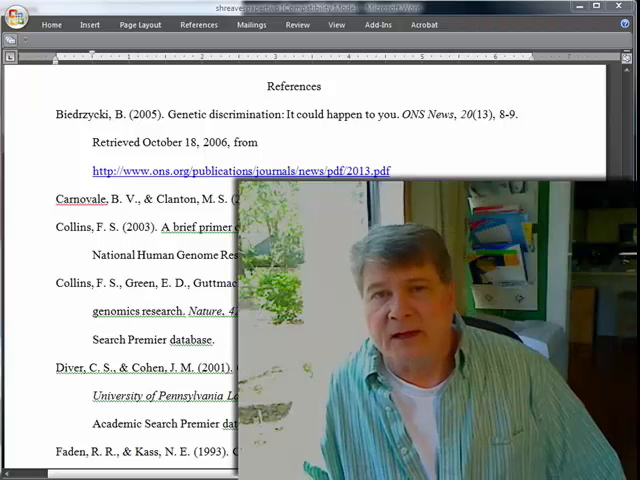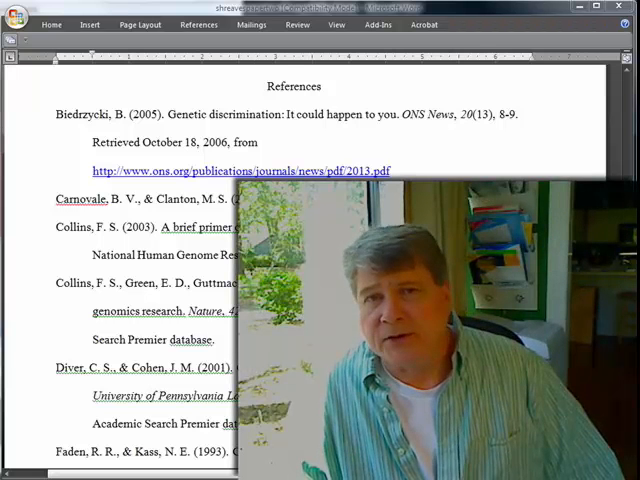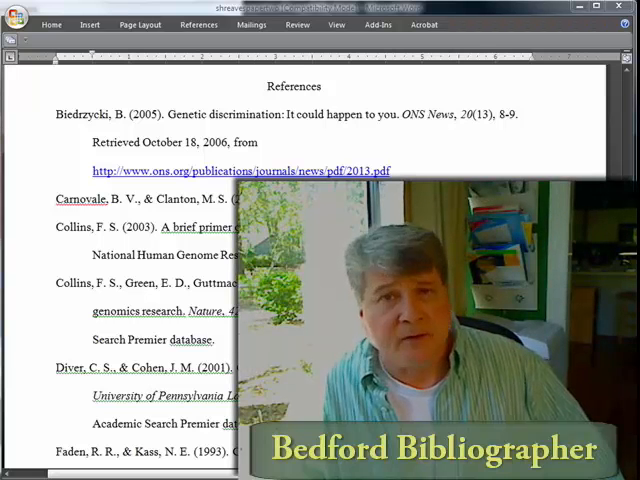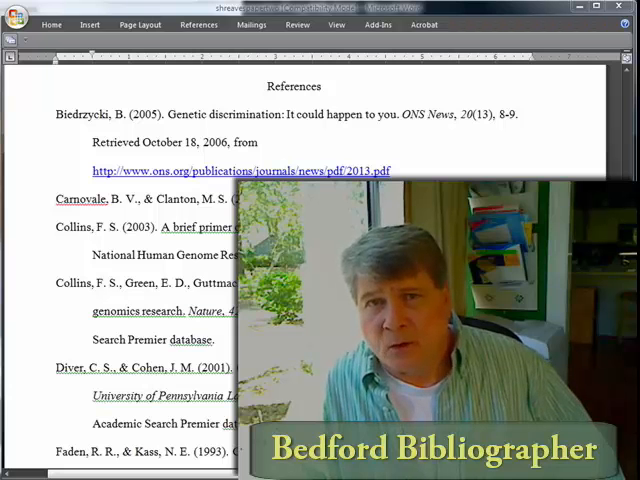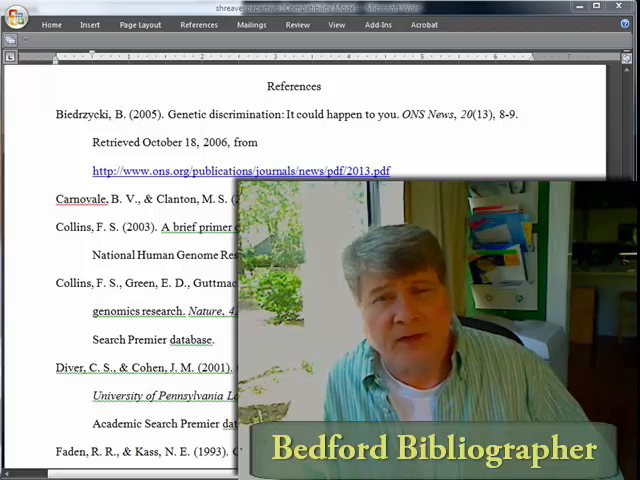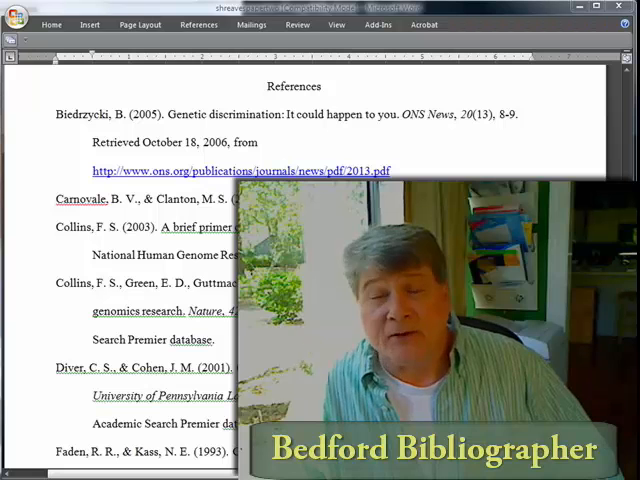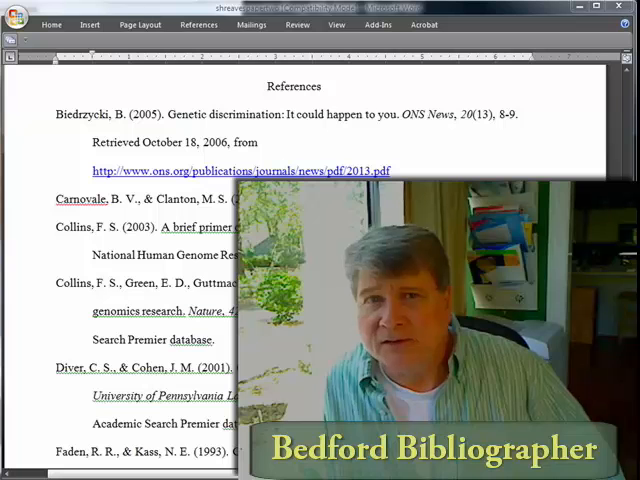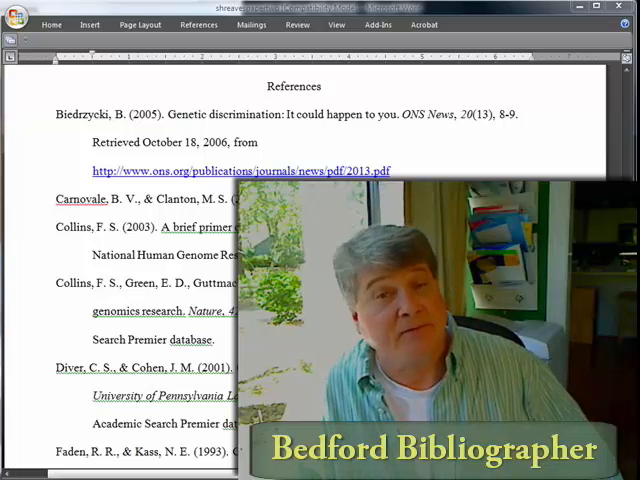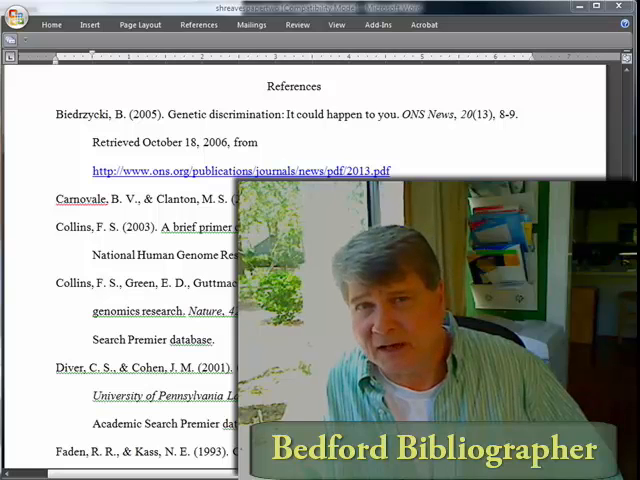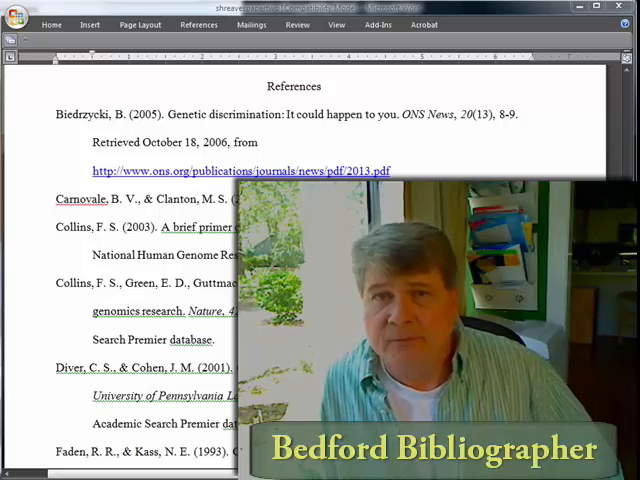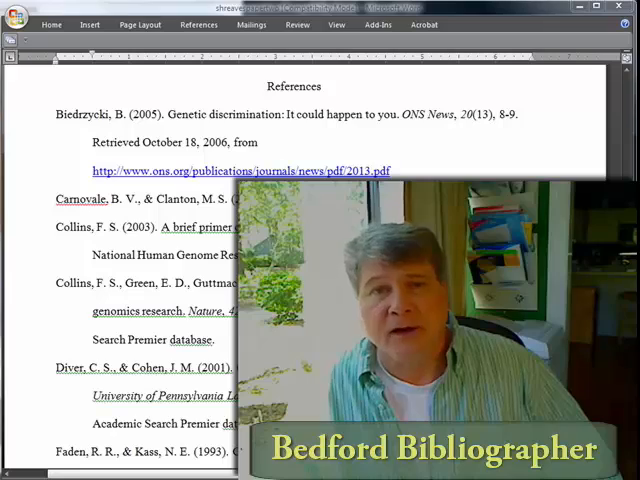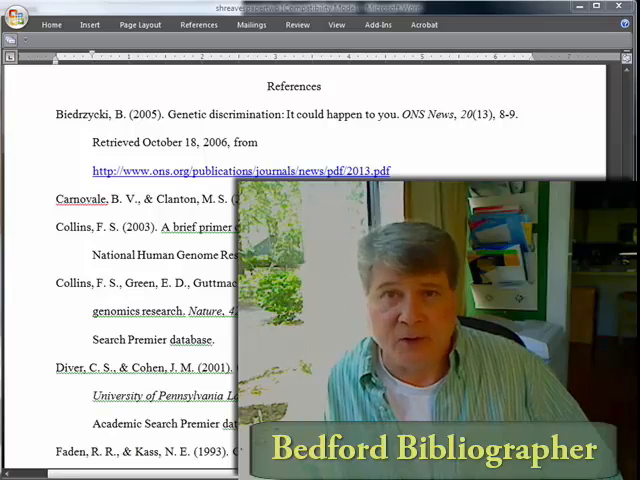The other thing that I would point out to you is the Bedford Bibliographer. We have reviewed the use of that in our class, and I'd just like to say that the Bedford Bibliographer is the only citation machine that I have found that gives 100% correct APA citations, provided you select the correct source type and enter the correct information.